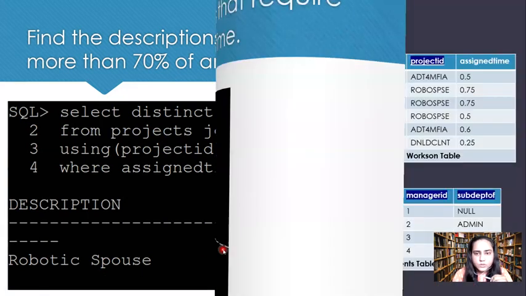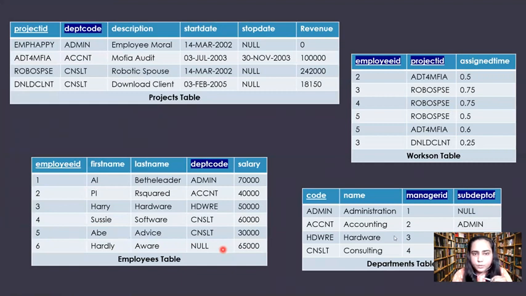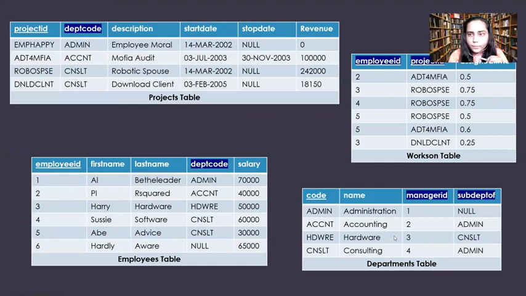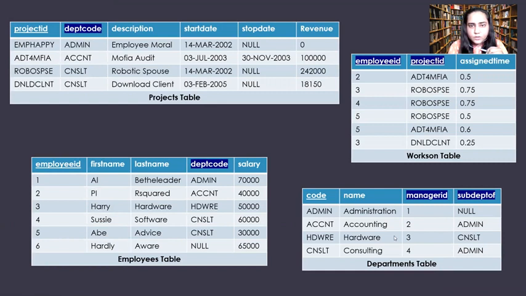So we'll just check it out. We are using the projects table and the works on table. We are using these two. Between those two, the project ID is common. And what we want is the description of a project. So first we are checking in the works on table, how many projects are there that have time assigned greater than 70%. So we can check over here, it should be greater than 0.7.